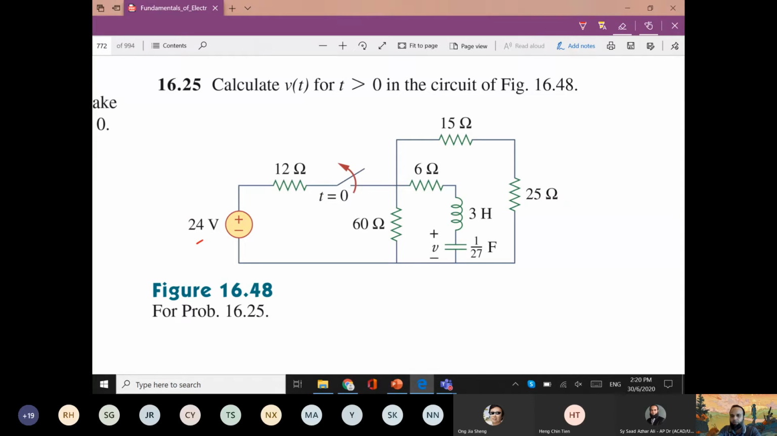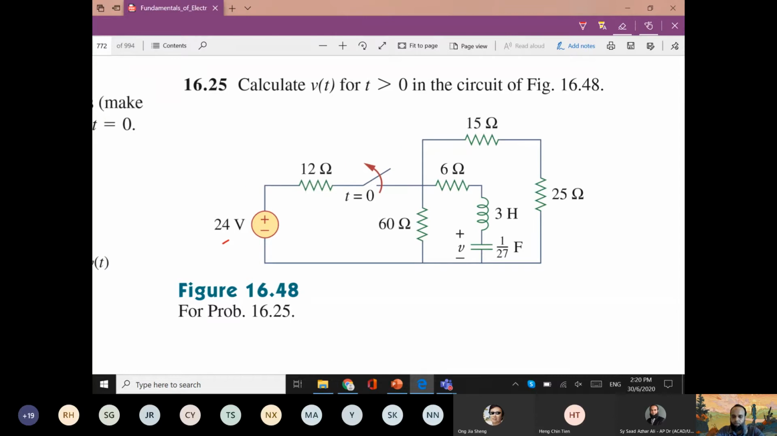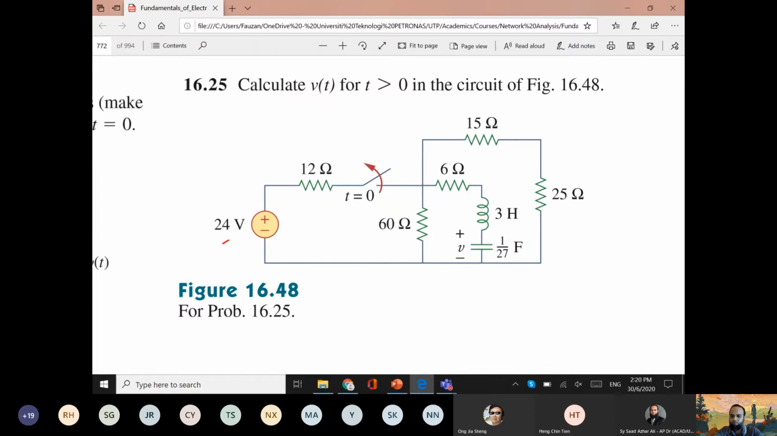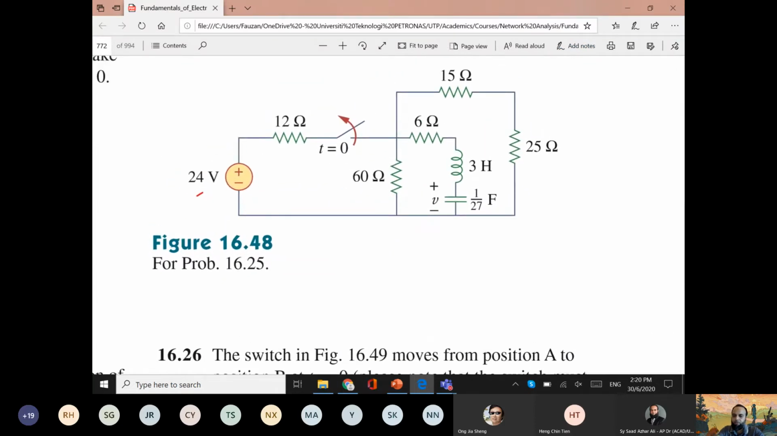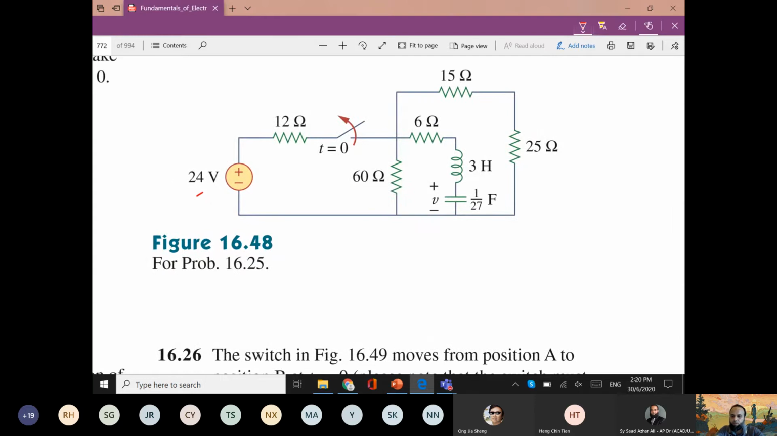Cannot copy it, right? So let me try to. Okay, let me just try to draw it here. Why can't I go up? Okay, I'm drawing the circuit at t less than 0.